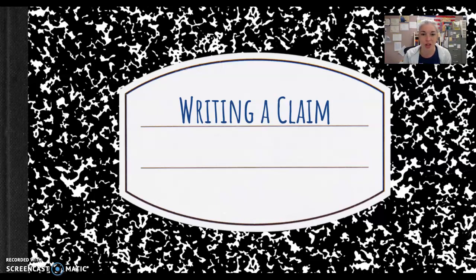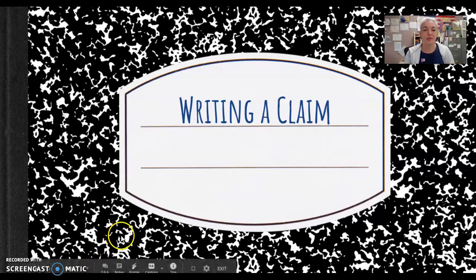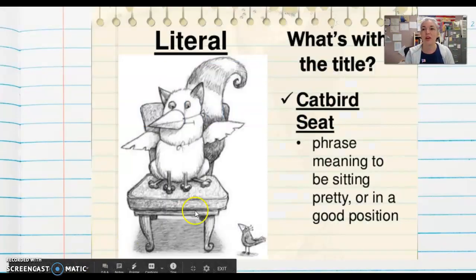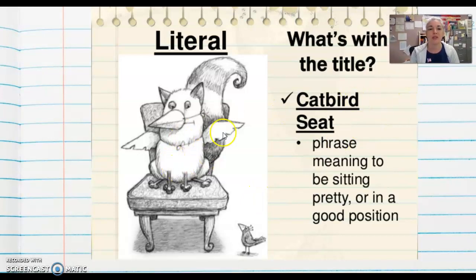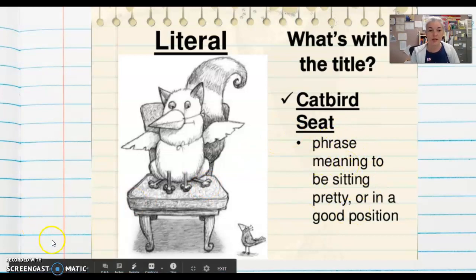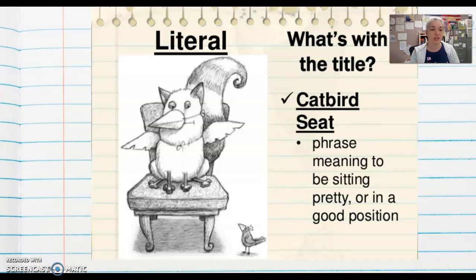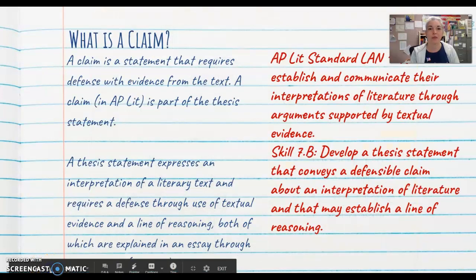Okay, today we are going to be talking about writing a claim, and we are going to be focusing this activity on our interpretation of the catbird seat. Okay, so we already talked about the title of this story, right? A literal interpretation of it as well as the metaphorical phrase, meaning to be sitting in a position of advantage, I guess is the best way to say it.